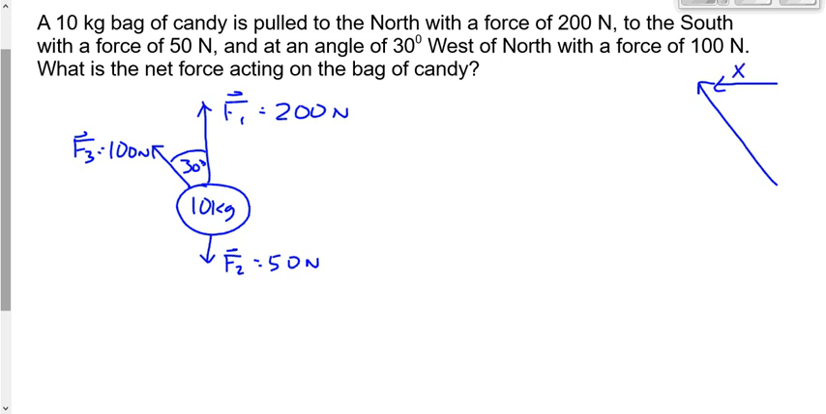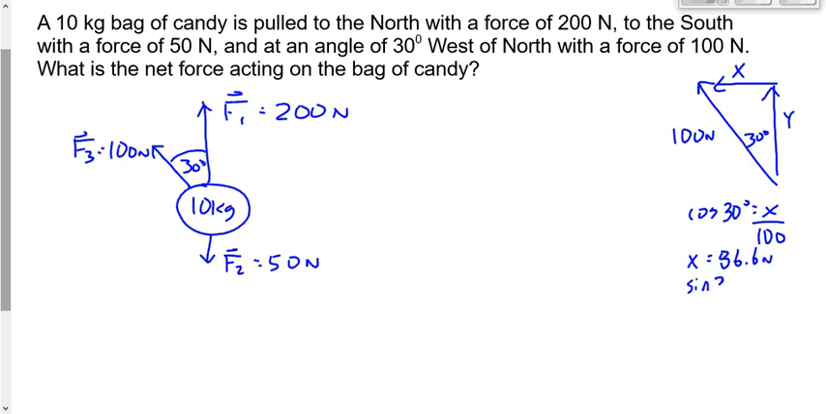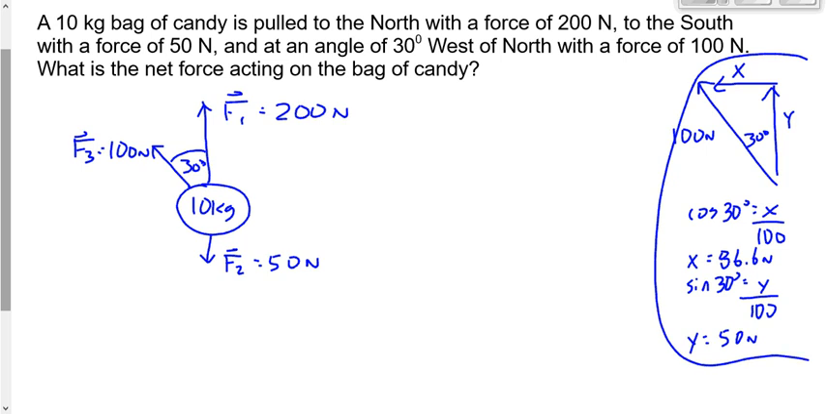This is x, this is y, this is 100 newtons, and this is 30 degrees. We're going to say cosine 30 degrees is equal to x over 100. X is equal to 86.6 newtons. And sine 30 degrees is equal to y over 100. Y is equal to 50 newtons. There's my little off to the side thing.